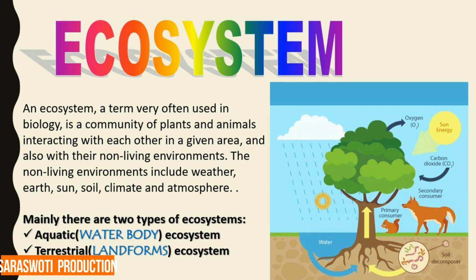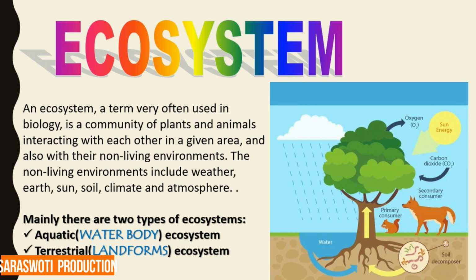Mainly, there are two types of ecosystem. We have aquatic or water body ecosystem, and then we have terrestrial or landforms ecosystem. So, in simple terms, the ecosystem means when you have the living beings interacting with the non-living environment to stay together, to work as a team, that is ecosystem.